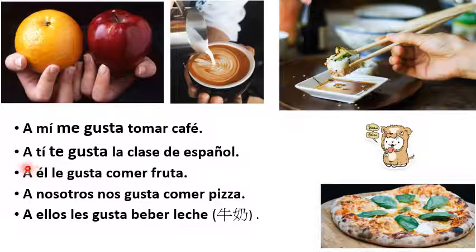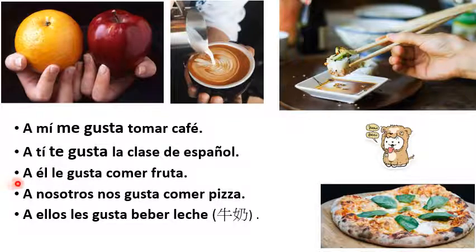接下来, a él le gusta comer fruta. So do you remember what comer is? To eat, right? So he, él is he. He likes what? To eat fruit. A él le gusta comer fruta.